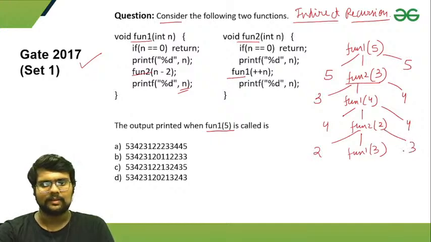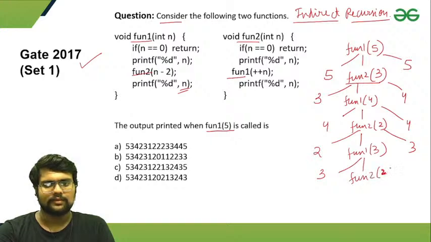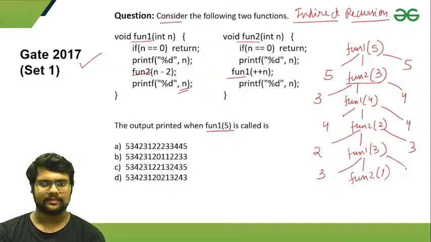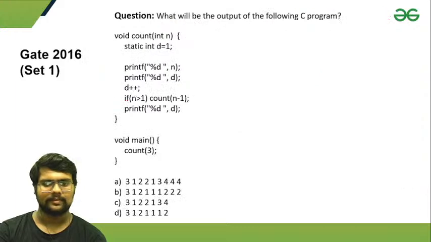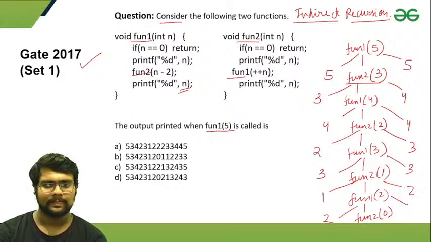And here 3 will be printed because we have done ++n. Then again 3 will be printed, then fun1 of 2 will be called. So fun1 of 2, not fun1 of 1, will be called. One second. So fun1 of 1 will be called, and after that here 3 will be printed. When fun1 of 1 is called, here 1 will be printed. Then fun2 of 2 will be there, and then here 2 will be printed. And after that 2 will print here, and then fun1 of 0 will be called, and here 2 will be printed.